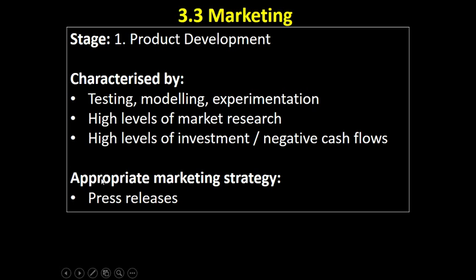So what's relevant for a marketing strategy? Well, maybe businesses will be releasing press releases. I'm thinking about Google Glass before it came out. There was a lot of noise about stuff going on behind the scenes, but really at the product development stage, we're not that interested in marketing. We're just trying to get the product right through market research.